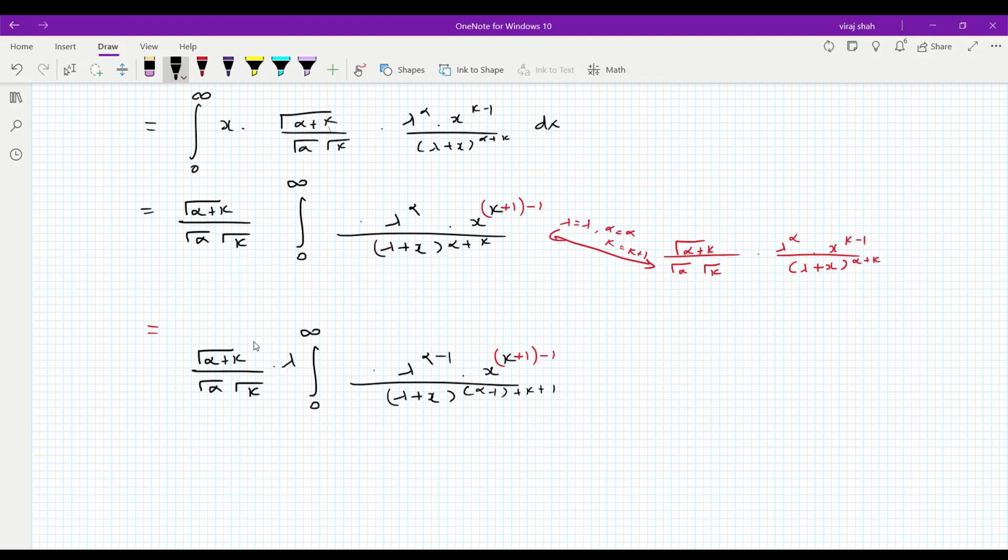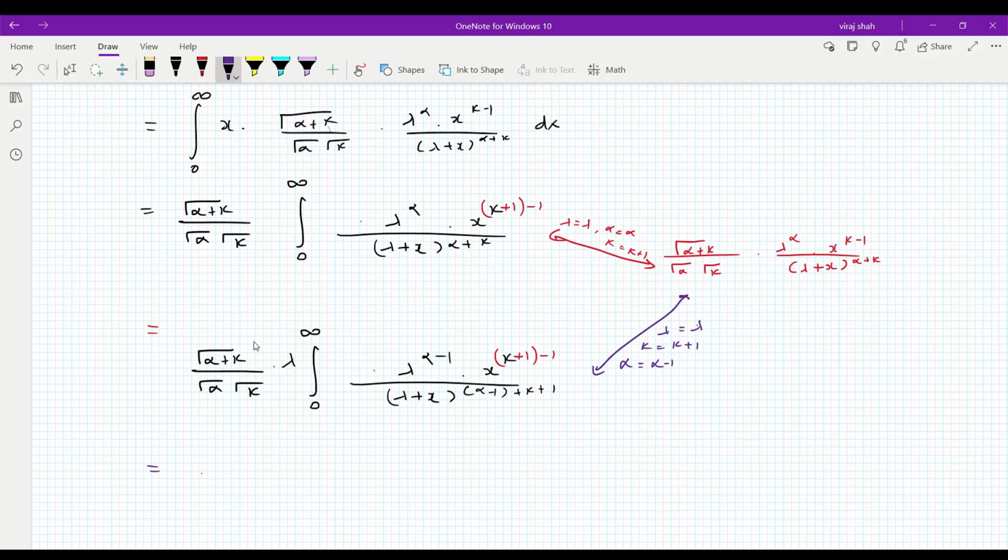Okay, so now I got this term. Now I want this term, so I'll write it in a form. So what is our form here? Here the form is nothing but your alpha is alpha minus 1, your k is k plus 1, sorry, and your lambda is lambda. Okay, so in this form I'll write it.